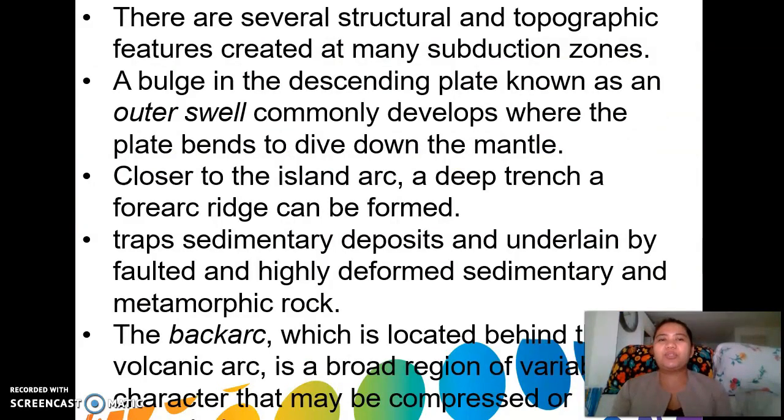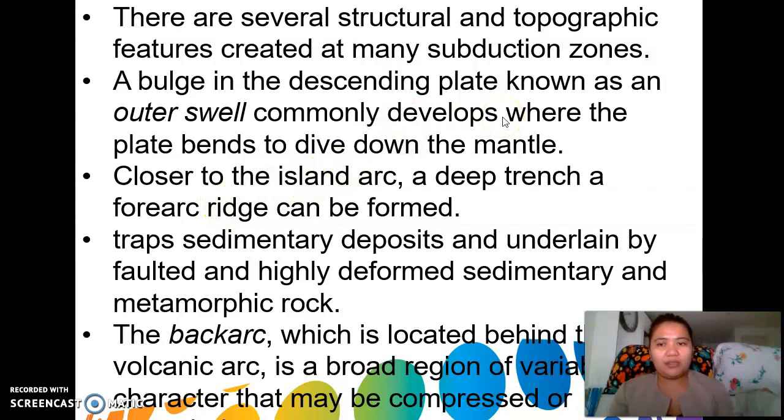There are several structural and topographical features created at many subduction zones. The first one is a swell. This is a bulge in the descending plate known as an outer swell. It commonly develops where the plates bend to dive down into the mantle. So these are an effect of the subducting plate.